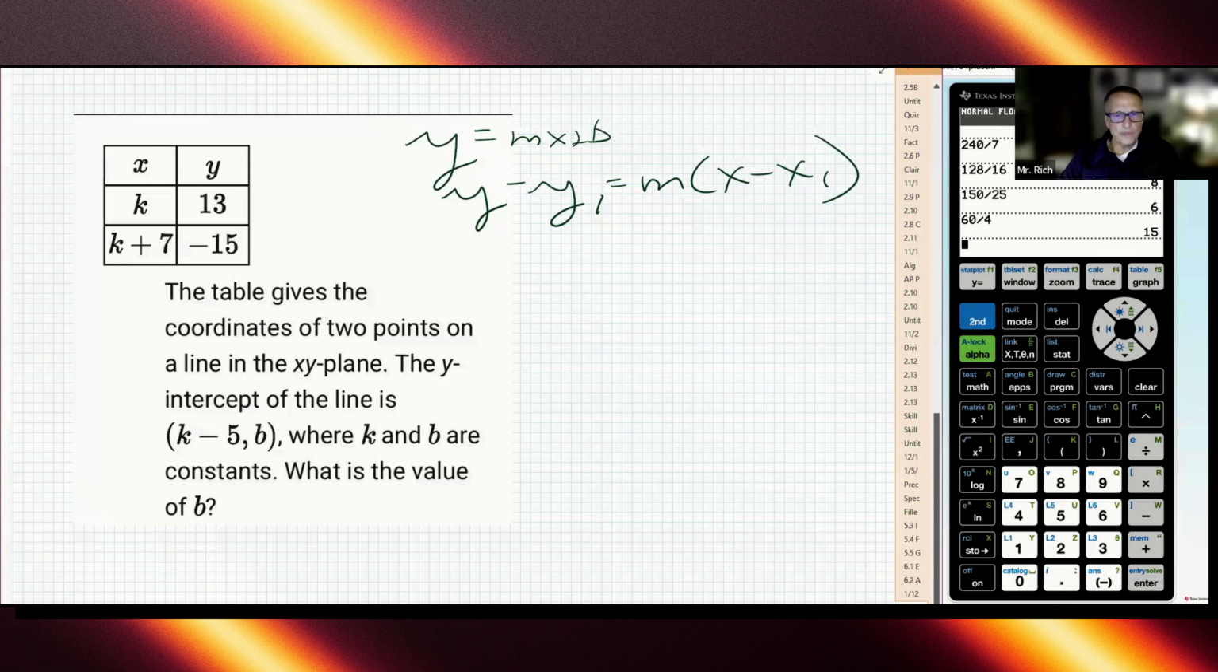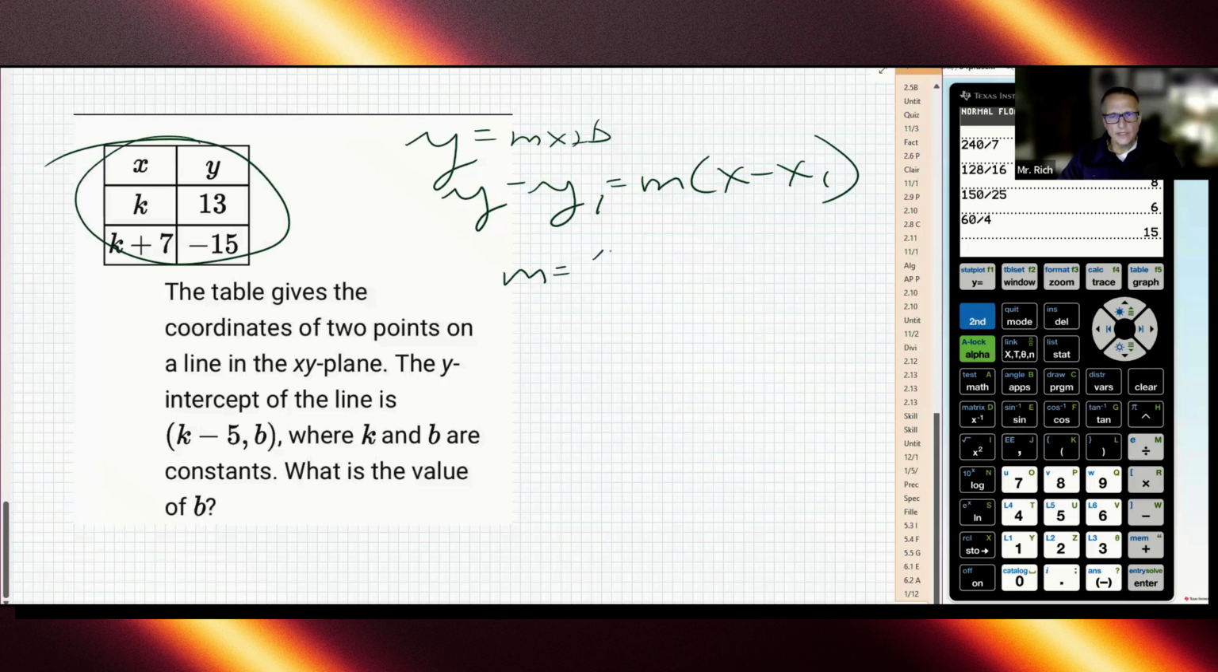So what I'm going to do then is take this and calculate the slope of that line, because they're giving me the x and y coordinates. And you may say, well, I can't do that. They didn't tell me what k is. That doesn't matter. I'm still going to use the formula for slope.